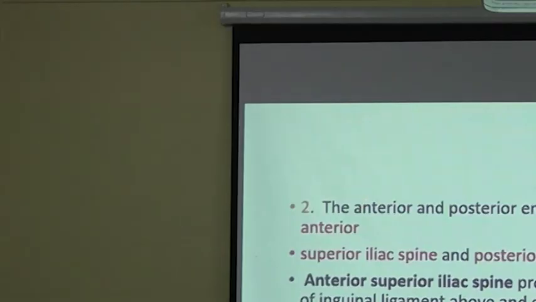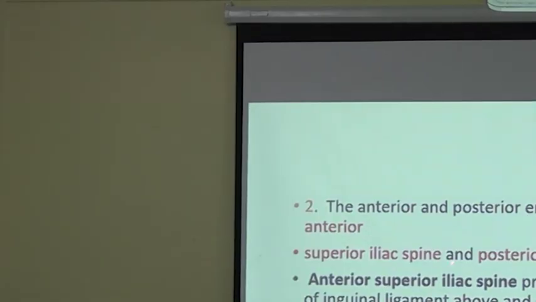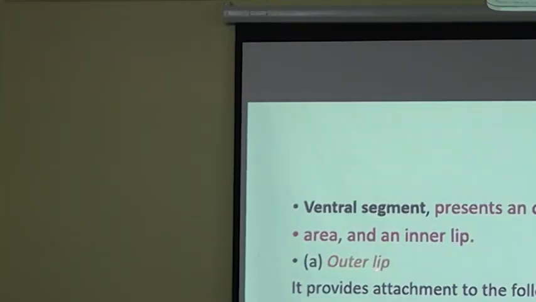The anterior and posterior ends of the iliac crest are termed the anterior superior iliac spine and the posterior superior iliac spine. You can see here the inguinal ligament and sartorius muscle are attached. So here you can see the outer lip first. Here three muscles are attached.